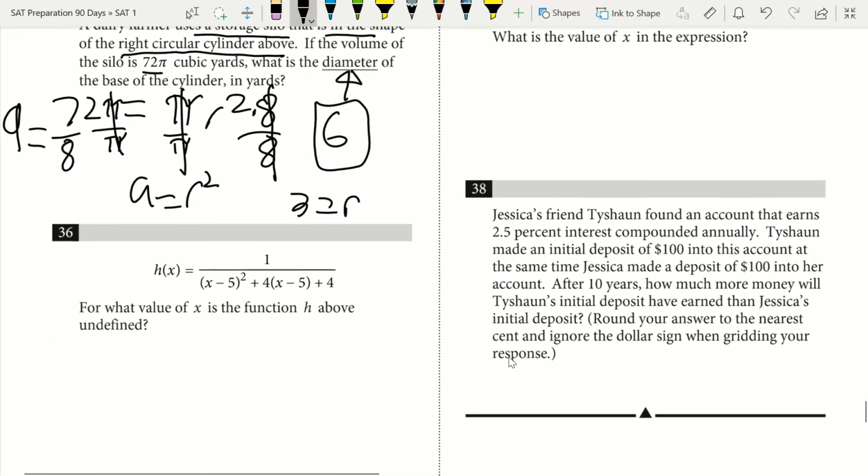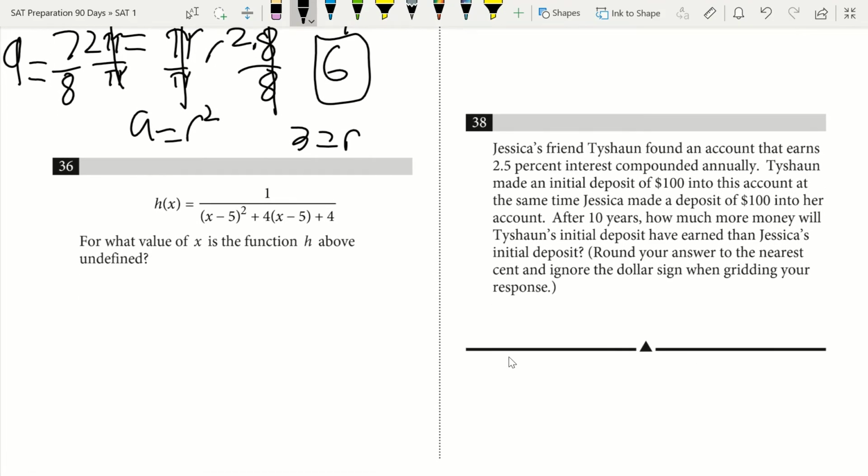If it looks difficult, I'm going to skip it. In this case, I'm asked for the value of x for which the function is undefined. I know that that's where my denominator equals 0, so this one shouldn't be too difficult, so I'm going to go ahead and solve it. So what I'm going to do here is set it equal to 0, and now I'm just solving for what value of x is undefined, so I'm just solving for x.